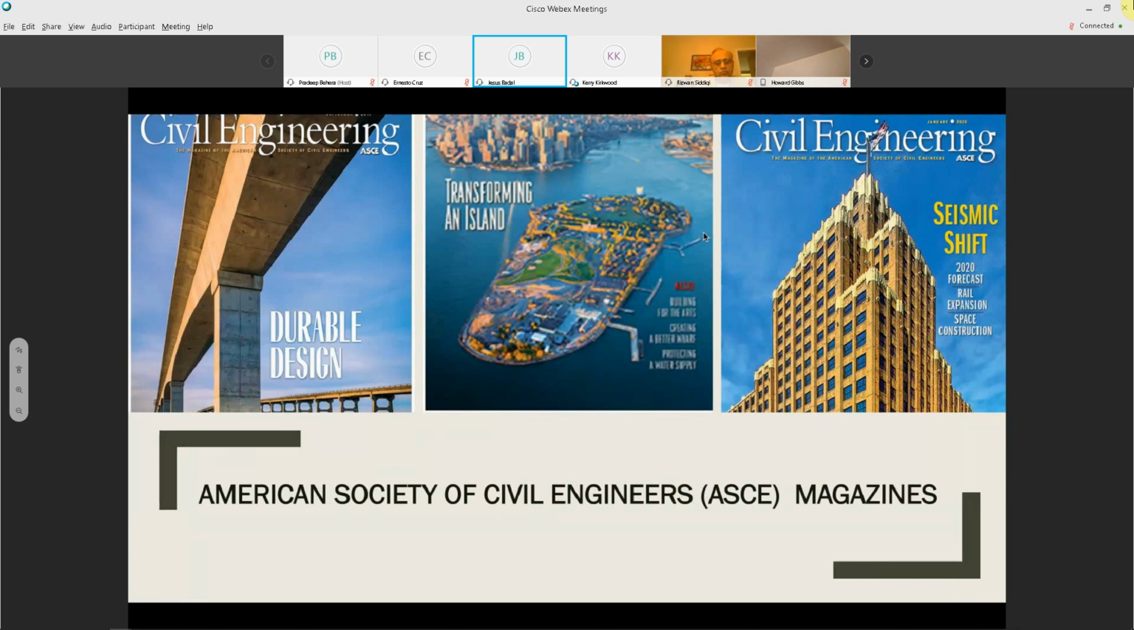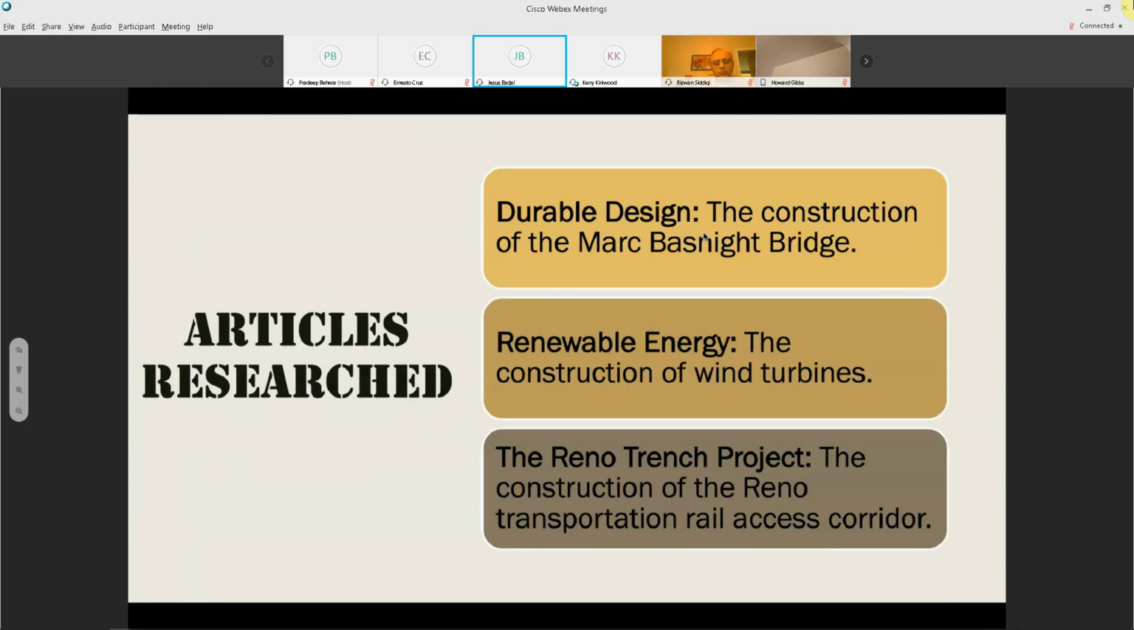So for our research, we went into the different civil engineering magazines that are available from the ASCE to find different topics to research and see how things are handled in the real world. Next slide. 3 of those articles that we researched were 1, the durable design, the construction of the Mark Banside Bridge. 2, the renewable energy design, which is the design of the wind turbines. And 3, the Reno Trench project, which is the construction of the Reno Trench transportation rail corridor. Next slide.